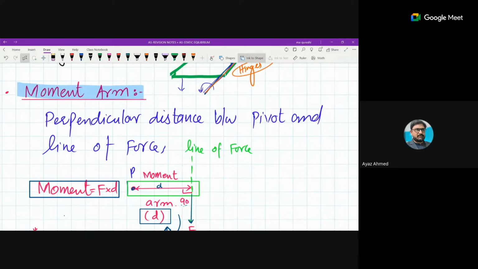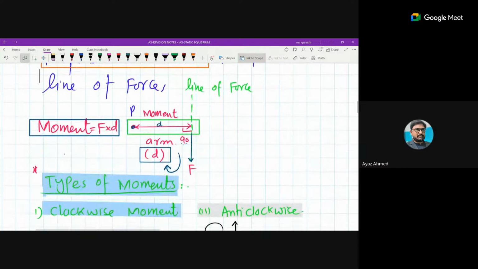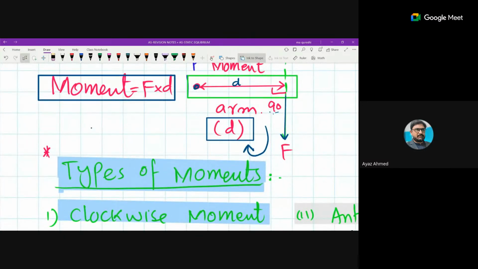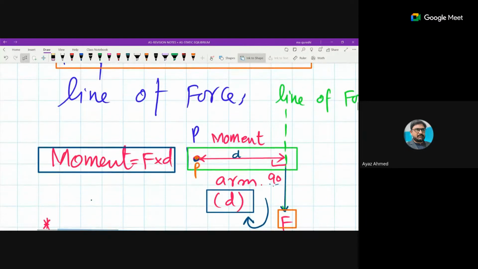Moment arm is the perpendicular distance between the line of force and the pivot or axis of rotation. So here I have different examples. For that one I have explained it. This is the rod, it is pivoted over here, point P, the pivot, and here I'm going to apply some force, and that force is applied along this green line. That's why I put that this is a line of force.